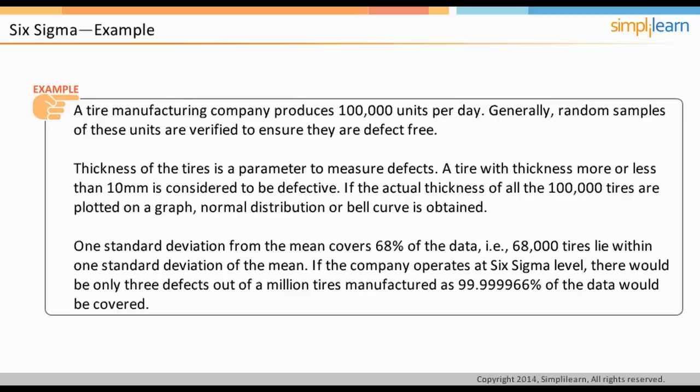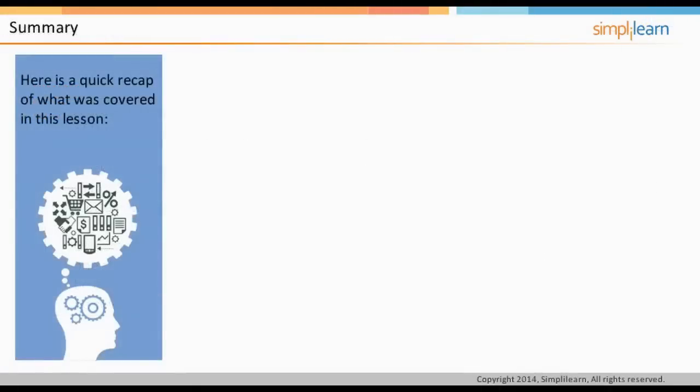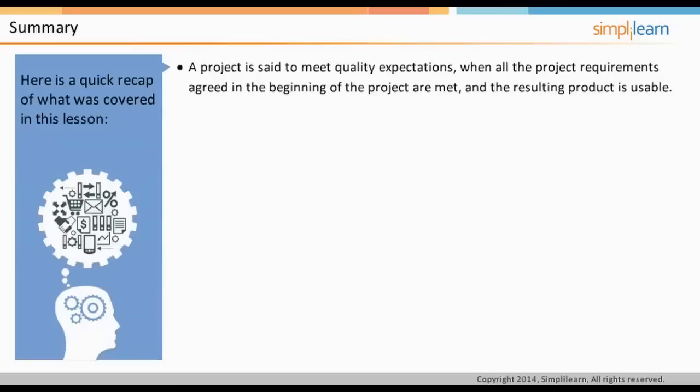Let us now check your understanding of the topics covered in this lesson. Here is a quick recap of what was covered in this lesson. A project is said to meet quality expectations when all the project requirements agreed in the beginning of the project are met and the resulting product is usable.